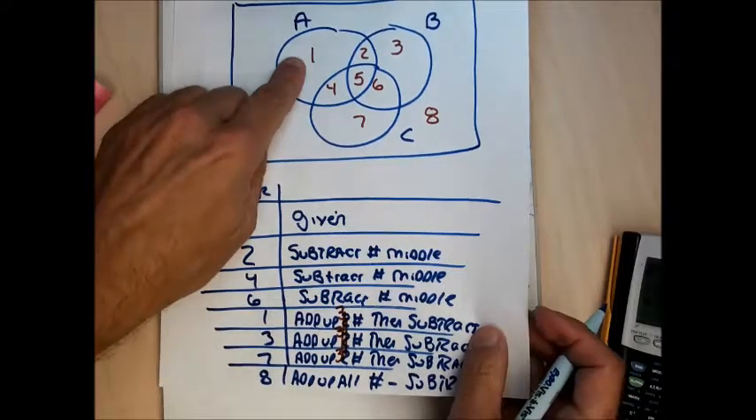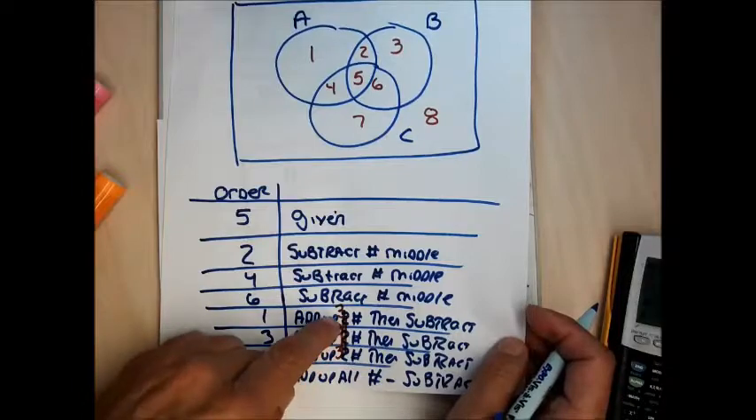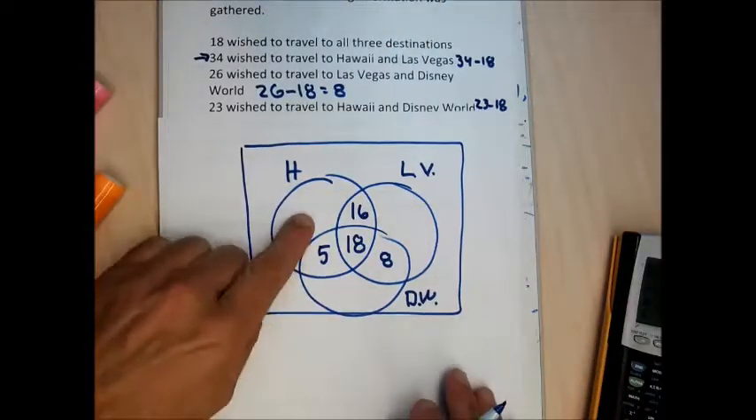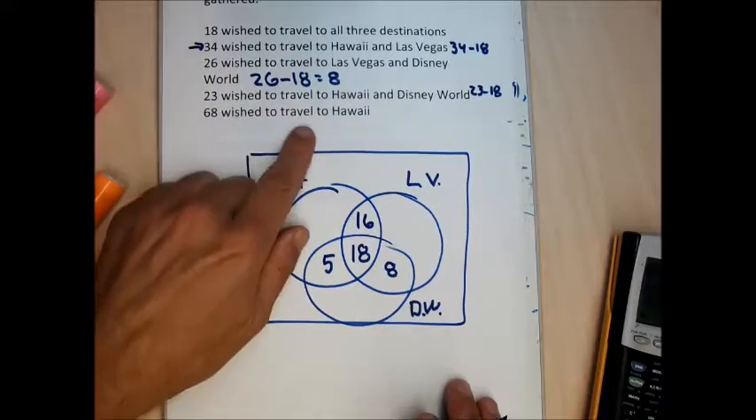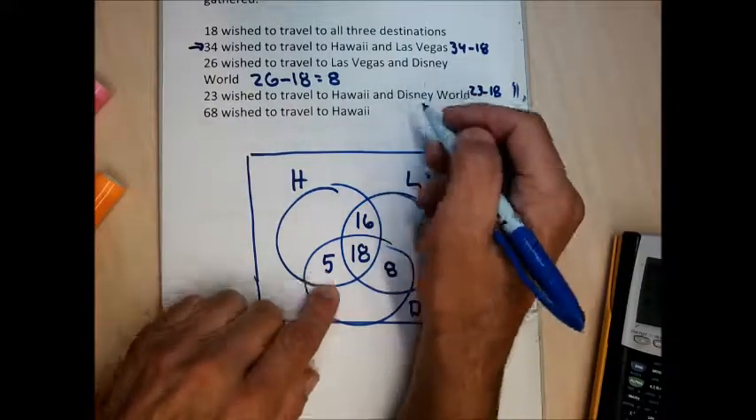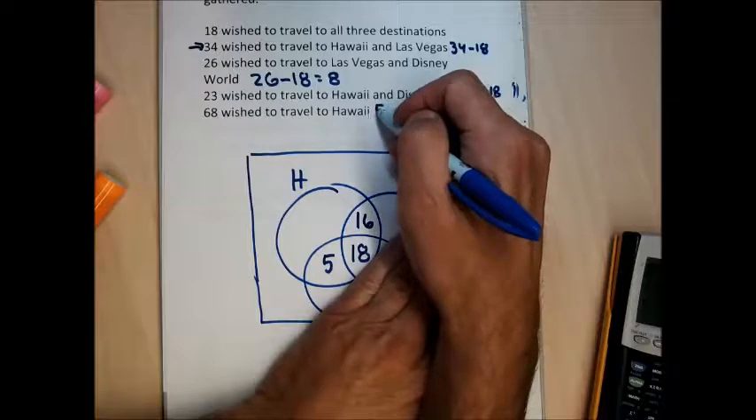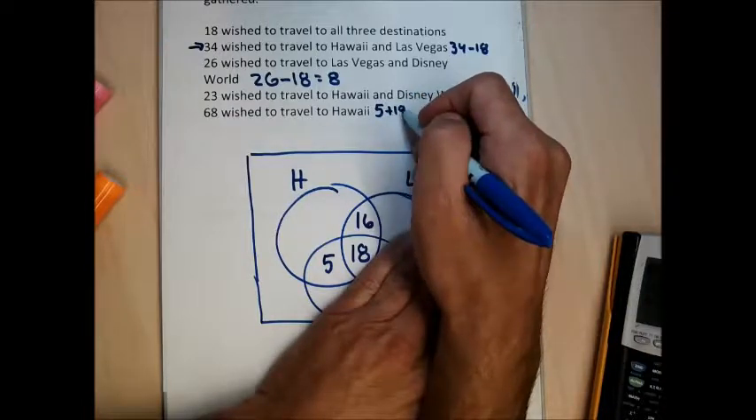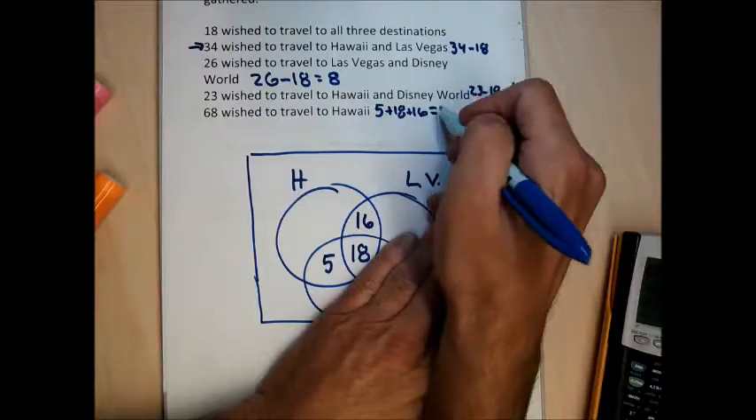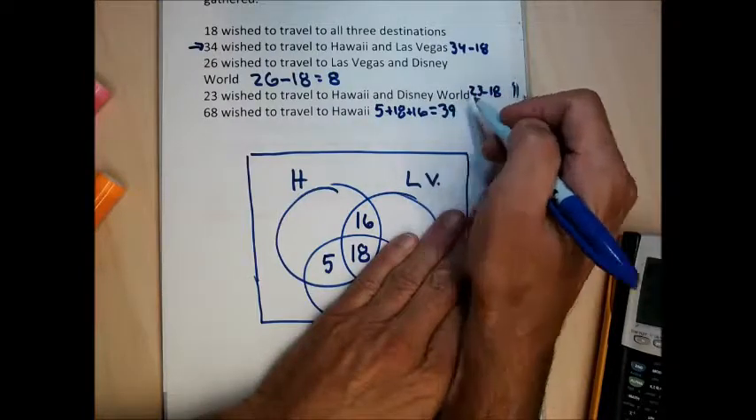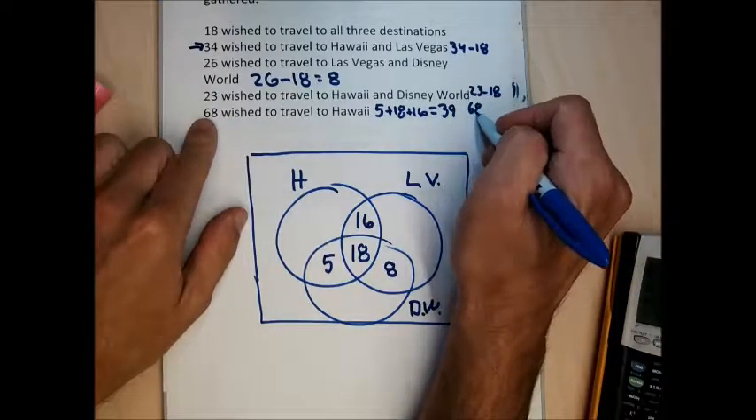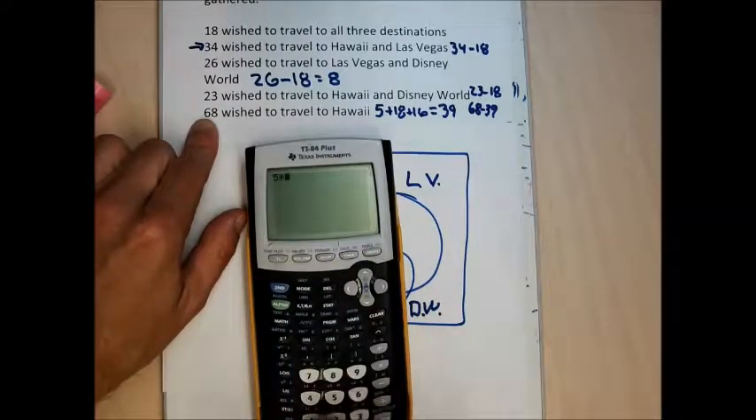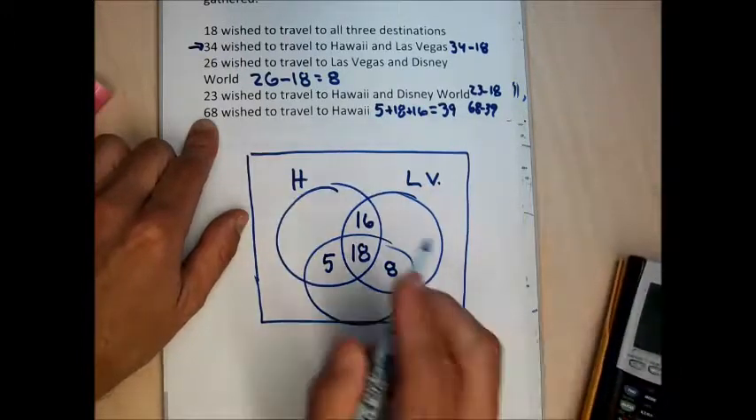Now I'm going to move to region 1, where I'm going to add up 3 numbers and then subtract. Region 1 is in Hawaii, so I look for the Hawaii number. That's 68. What 3 numbers am I going to add up? I'm going to add up the 3 numbers in the Hawaii circle, the 5, the 18, and the 16. I think those add up to 39, and then I'm going to subtract the number given minus that 39. Let me just not make mistakes. So 5 plus 18 plus 16, and then 68 minus 39, which is going to go in my region 1, which is 29.